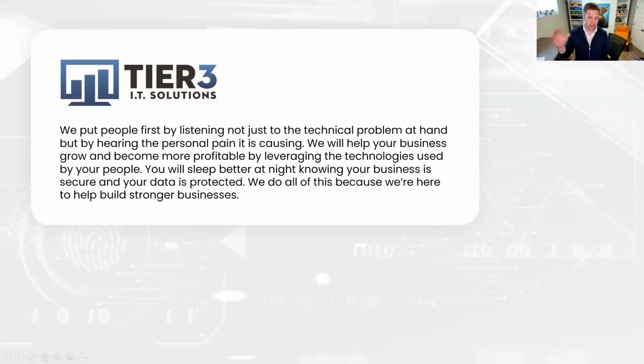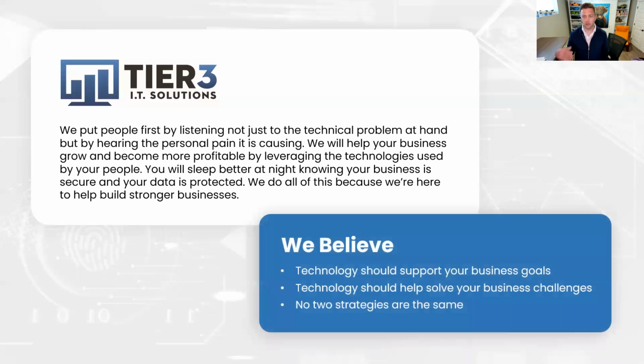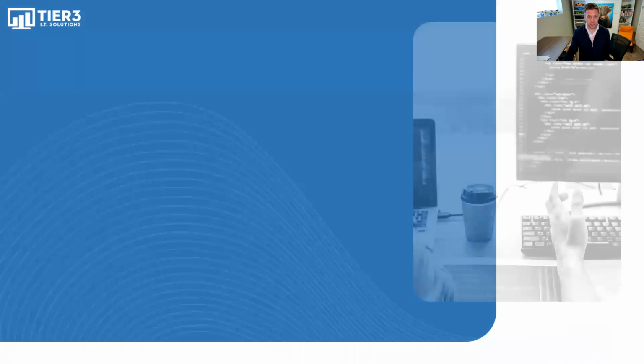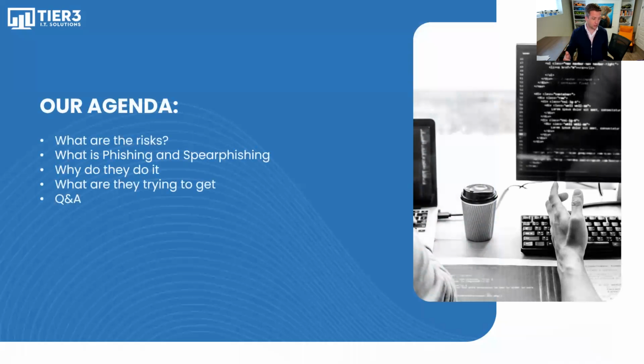I'm not going to spend a lot of time on this. We just like to remind everybody that our perspective is that technology is a tool to help you achieve business goals and overcome business challenges. And we do this by aligning the technology investments that you make with the business strategy that you are looking to achieve. The agenda today: we're going to talk a little bit about the risks around phishing. What is phishing and spear phishing? Why do they do it? What are they trying to get? And then time for some Q&A.